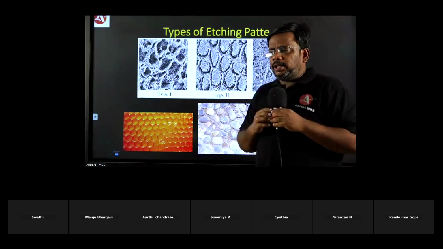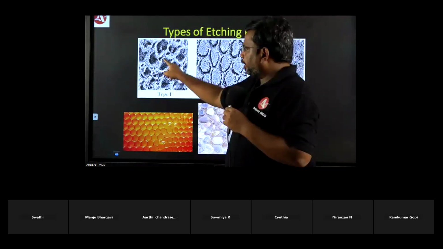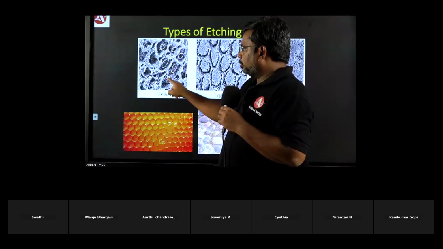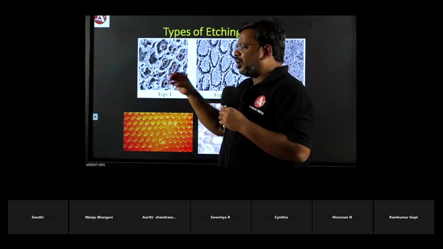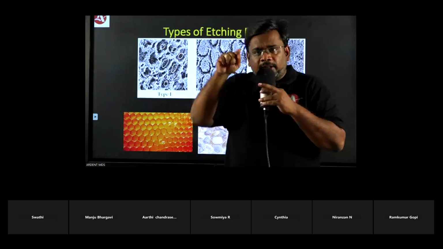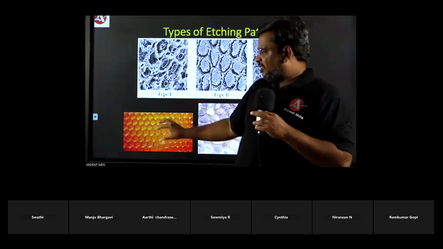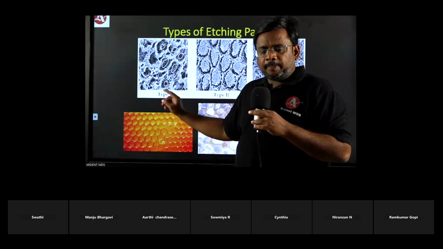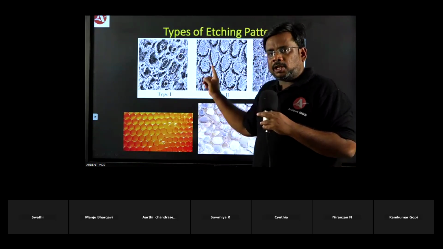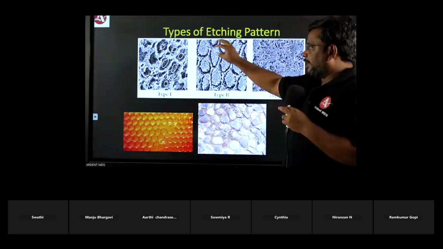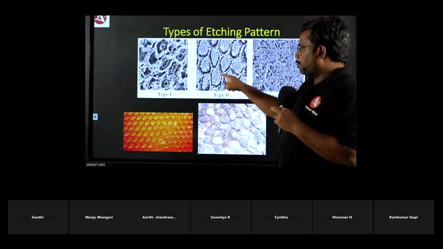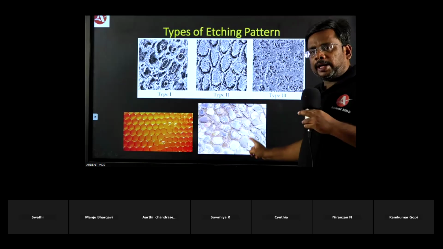So the type 1, where the core of the enamel is etched out. Because the core of the enamel is etched, the periphery is intact, giving an appearance called honeycomb appearance. Clear? So coming to the second type of etching pattern, here the core is intact, but the periphery got etched. So because the periphery got etched, it looks like a cobblestone appearance.